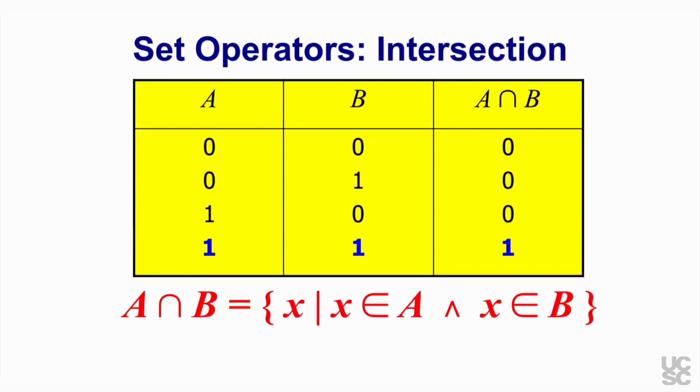Again, if we use the set builder notation, we can describe the very same information we have in the SMT for the intersection of two events or two sets by just saying the intersection of A with B is the set of elements X such that X is in A and X is in B.